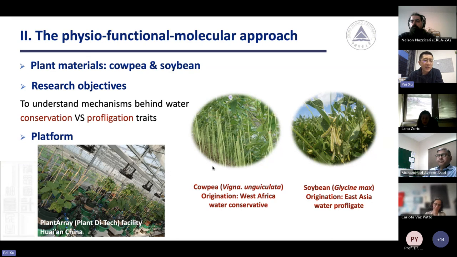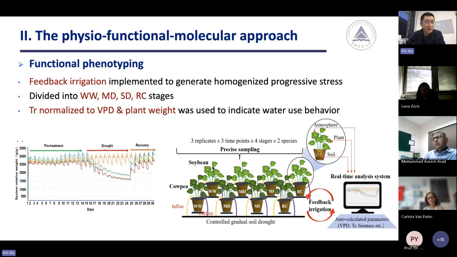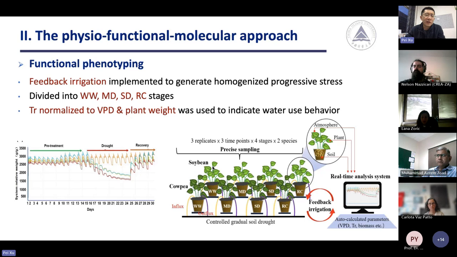The platform is the same, the plant array facility based in Huai'an, China. However, comparing physiological traits between different species, or even between different cultivars of the same species, is very challenging because the speed of water loss among different pots can be very different. Which means the soil water stress level among different units or pots is very inhomogeneous. So first of all, we need to establish a method to solve this problem so that we can precisely reveal the mechanism of the differential leaf responses to similar levels of drought stress.